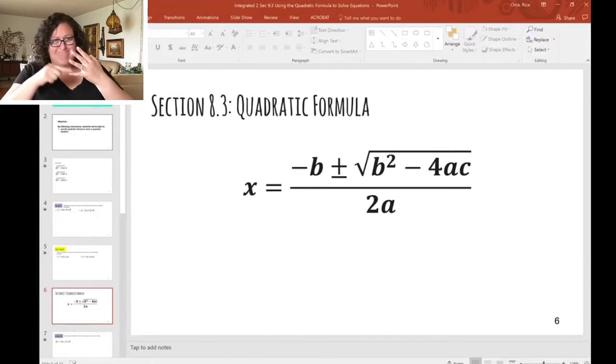So one way I like to remember the formula is by singing it to the Pop Goes the Weasel beat. And it goes like this.